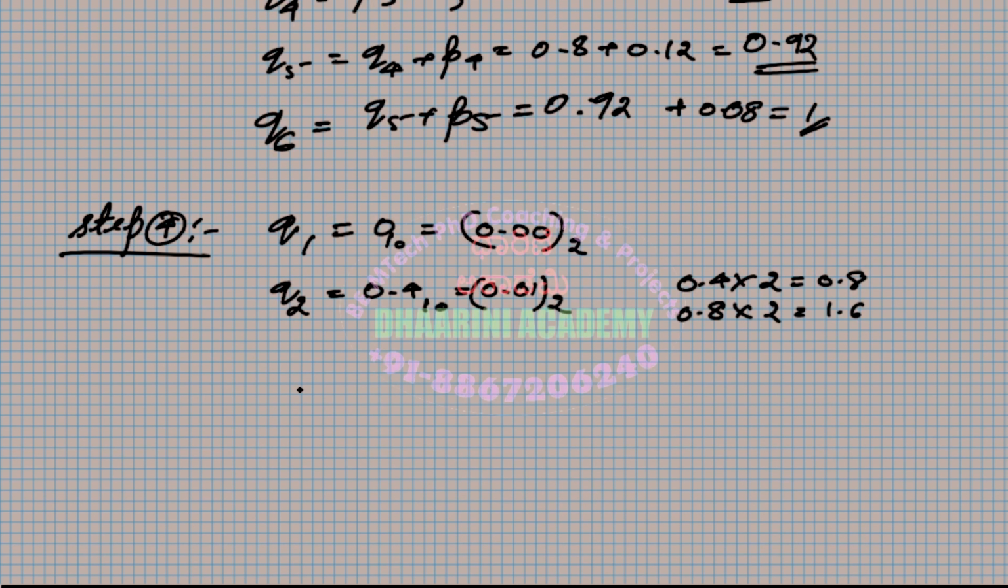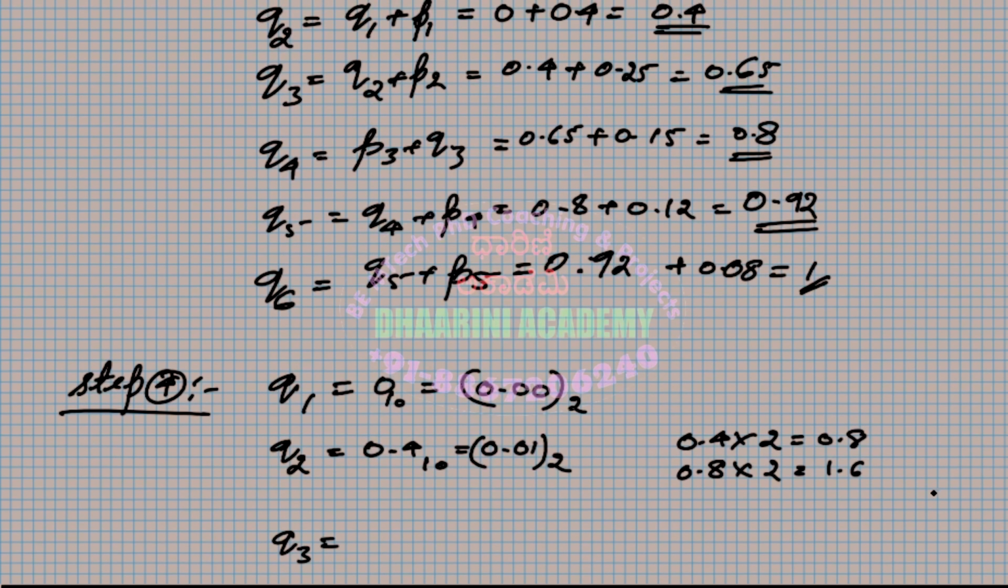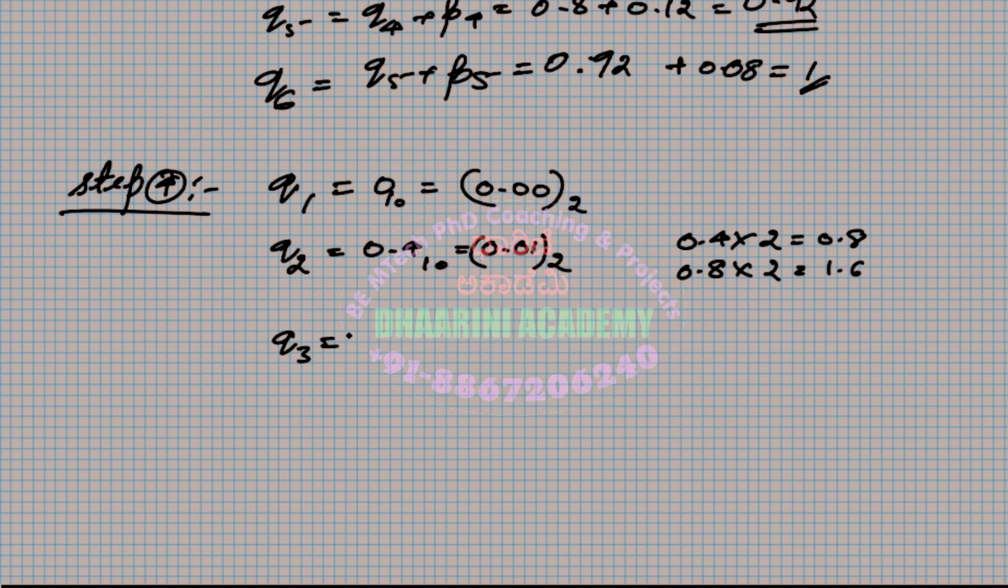Okay, Q2 is over. Go to Q3. As I can see, Q3 is 0.65 to the base 10. So do the calculation for 0.65. This has to be of length 3, so I should do up to 3 decimal places. 0.65 into 2 is equal to how much? 1.3, right? So this one goes here.